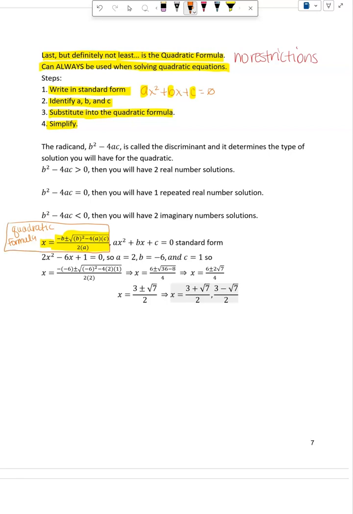Okay, so the radicand is the part that lives underneath the square root. This is the radicand, b squared minus 4 times a times c. It is also called the discriminant, and it determines the type of solution that we're going to have for the quadratic. So if b squared minus 4ac is greater than 0, another way of saying this is that it's positive, then you will have two real solutions, okay?